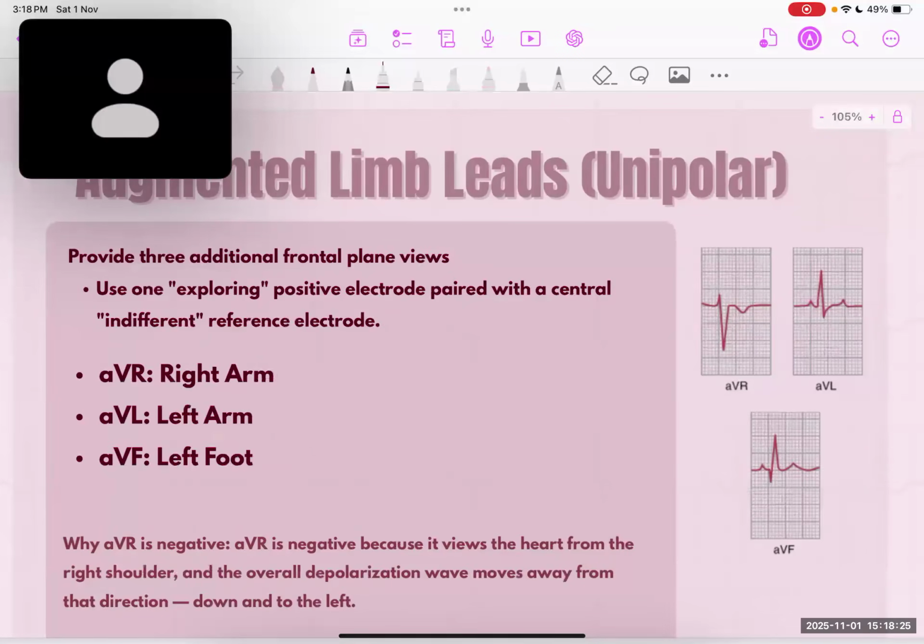So an easy way to memorize this, AVR, R stands for right arm. AVL, left arm. F, foot, so left foot. Now, if you notice, all of them are positive, like AVL is positive, AVF is positive. Why is AVR negative? This is because it views the heart from the right shoulder, and the overall depolarization will move away from that direction and down and to the left. Hence, you're going to see a downwards reflection.